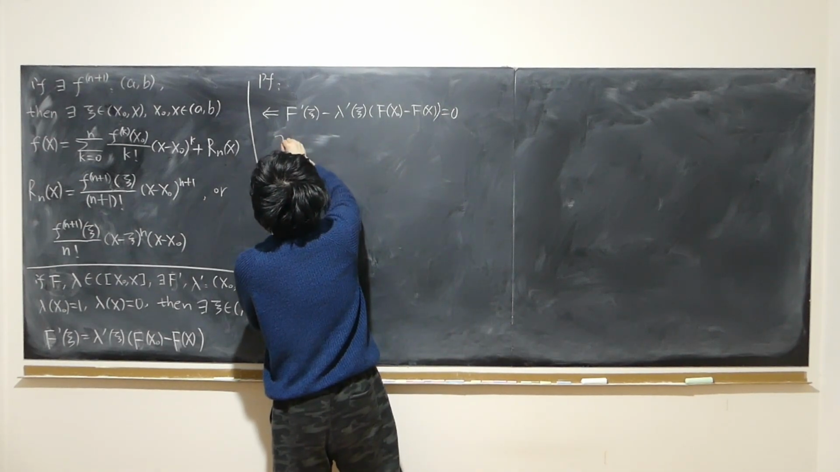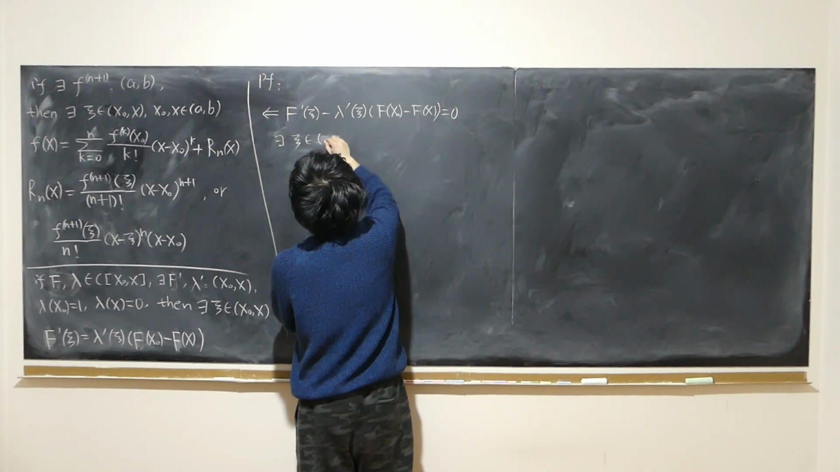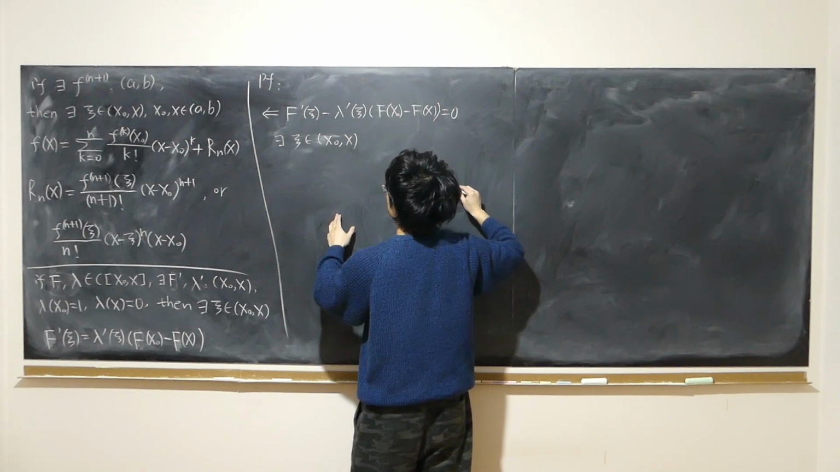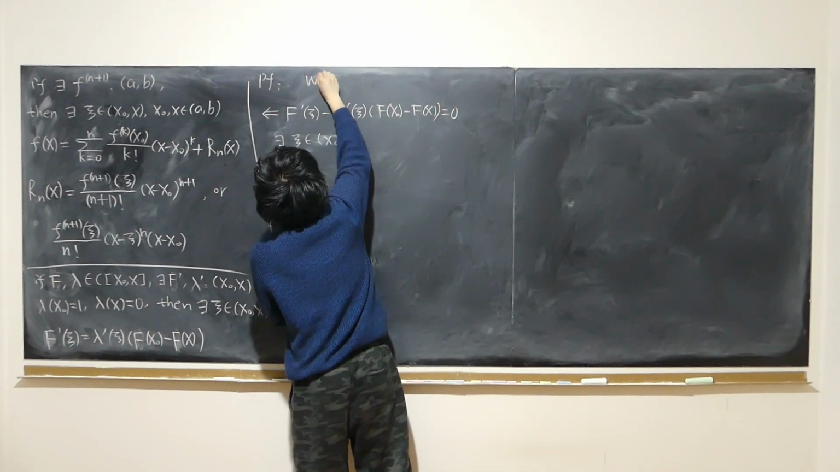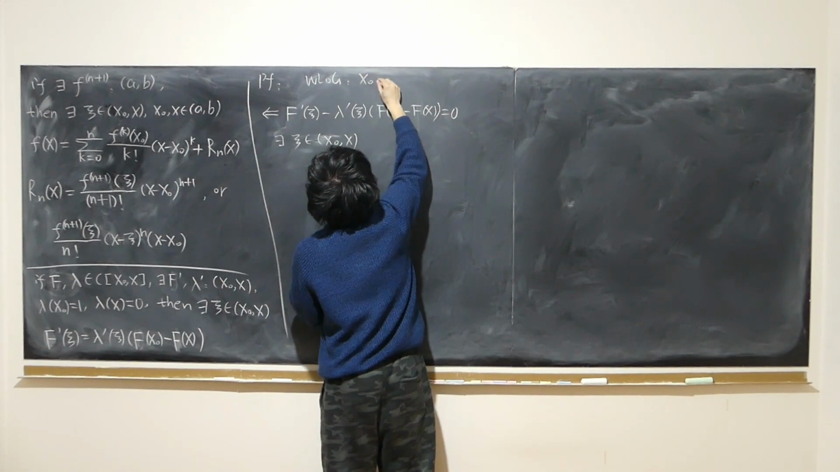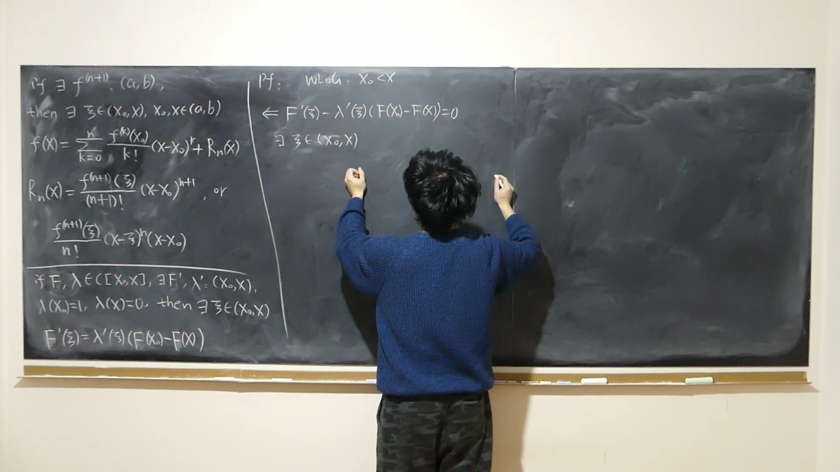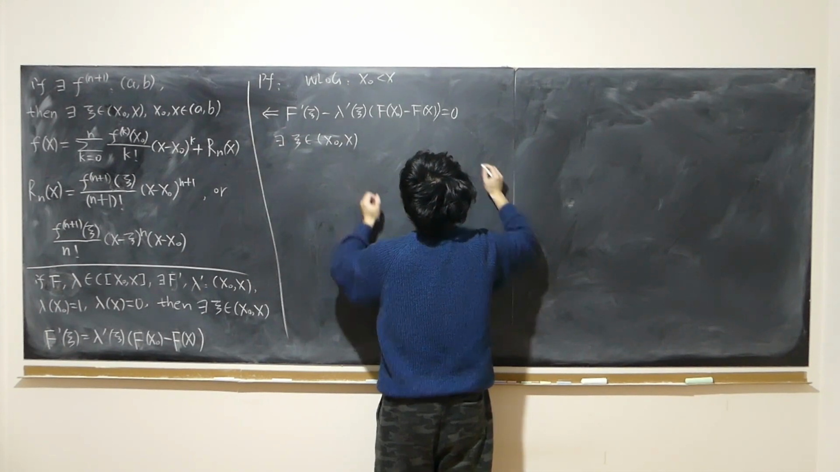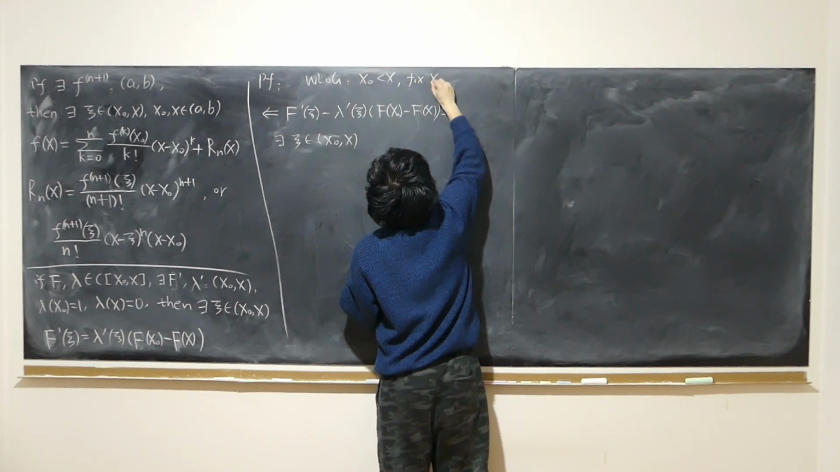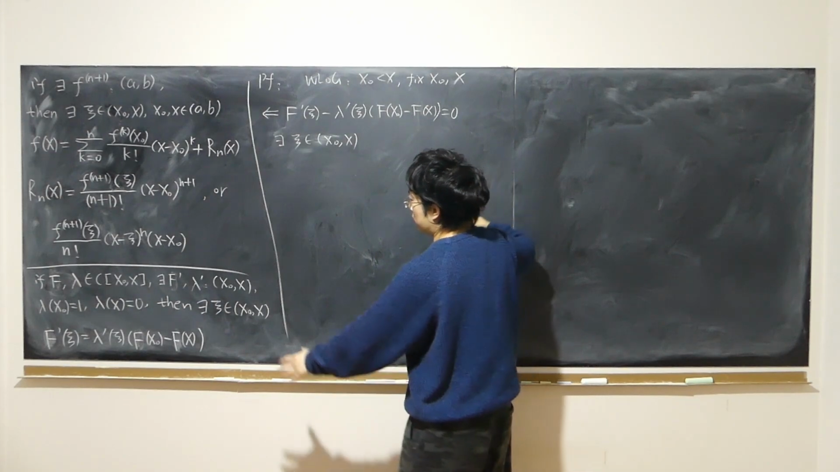So the ξ is within the open interval (x naught, x). Without loss of generality, we can just assume that x naught is less than x, so that we can write down this open interval. And let me just write down: fix both x naught and x, and of course under these conditions.